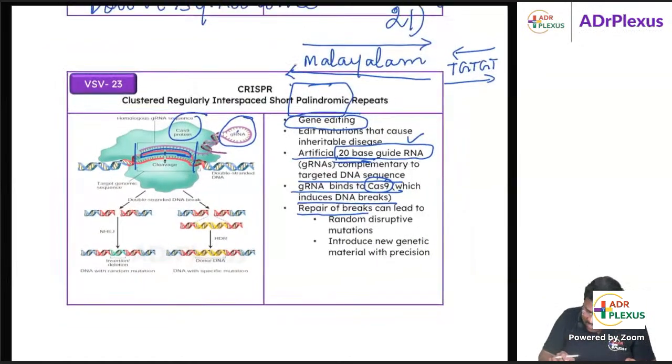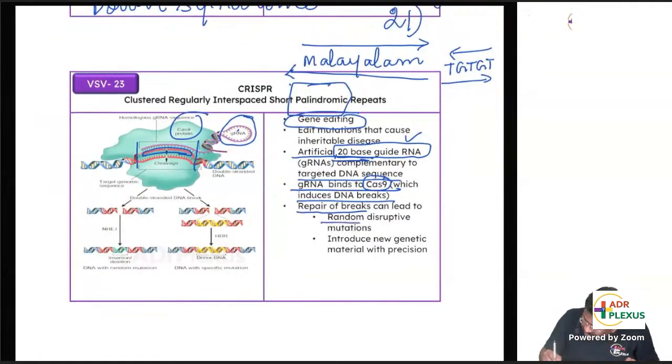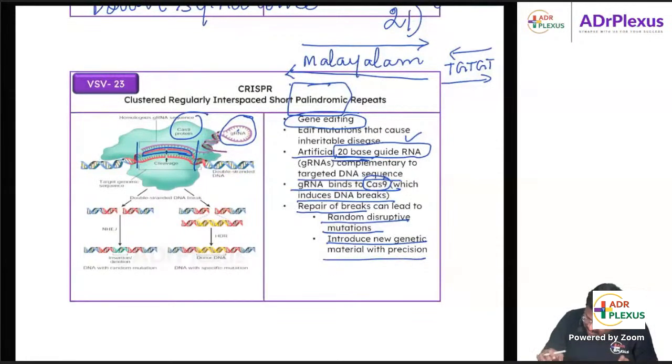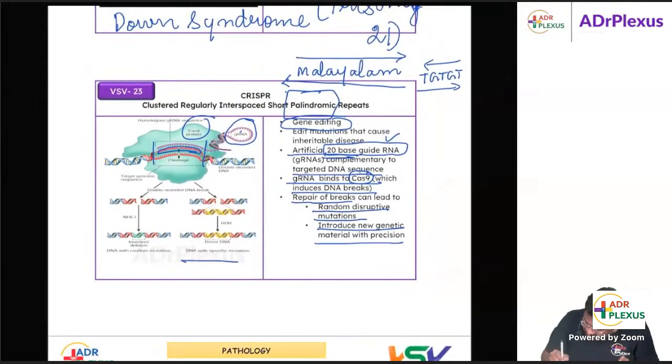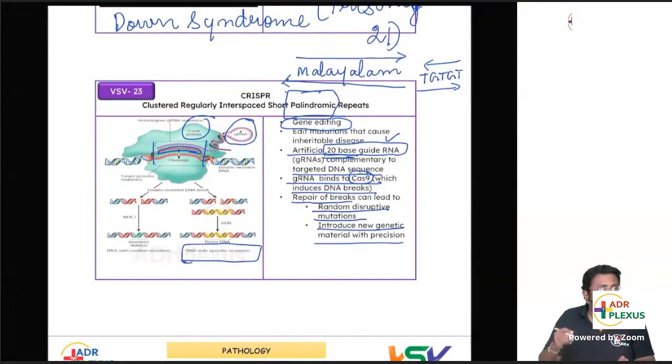So what will we have? These breaks can induce random disruptive mutations, or they can introduce a new genetic material with a specific mutation. That is, you want to correct the mutation.